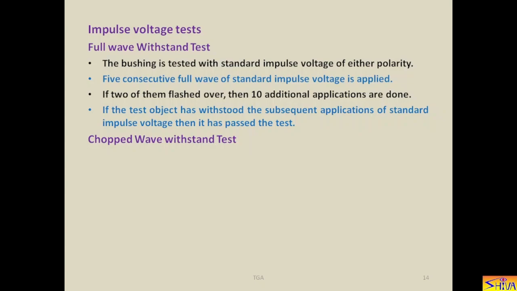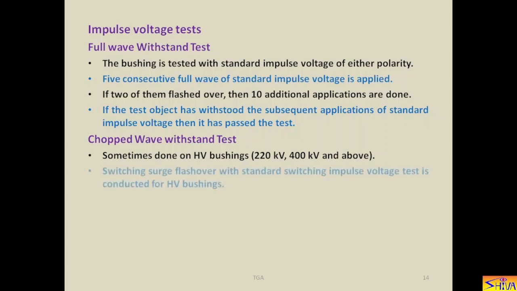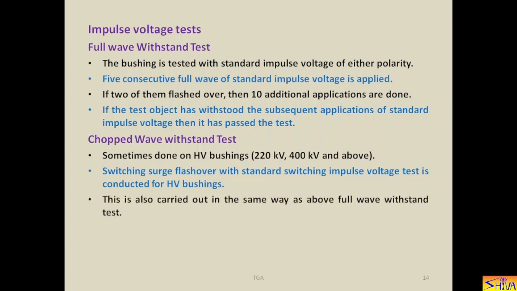So to ascertain that the insulator, bushing, etc. must be capable or should not break down or should not be affected due to this chopped impulse, the chopped wave withstand test is carried out. Sometimes done on high voltage bushings, that is 220 kV and 400 kV and above. Switching surge flashover with standard switching impulse voltage test is conducted for high voltage bushing. This is also carried out in the same way as above full wave withstand test.